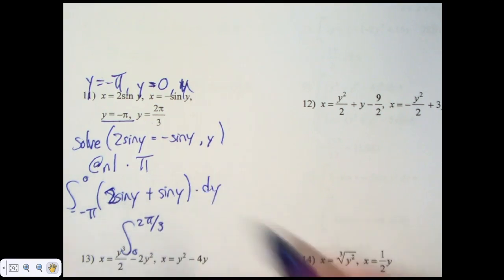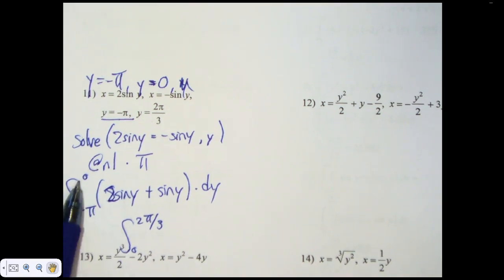Now it does matter though, Dustin. When you're typing it in, you want to be in radians. Because if you type negative pi to 0 in degrees, it's going to throw it all off. I guess you could do the whole thing in degrees too. I think radians is easier.